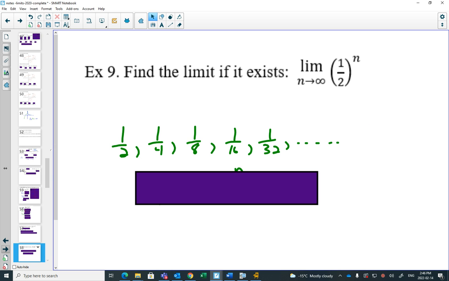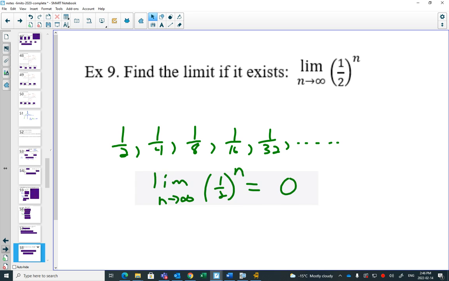Well, if you think about the numbers, you go 1/2, then 1/4, then 1/8, then 1/16, then 1/32. What's happening to our numbers on the bottom? They keep getting bigger and bigger and bigger. And so this limit, as n gets very, very big, those fractions would get very, very small, and we would say that they're equal to 0.